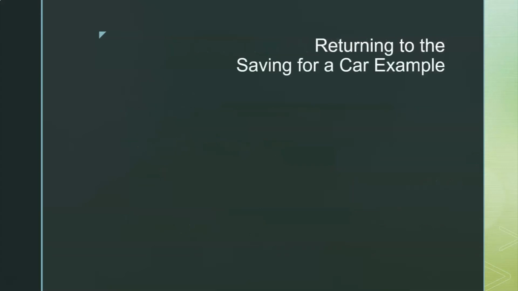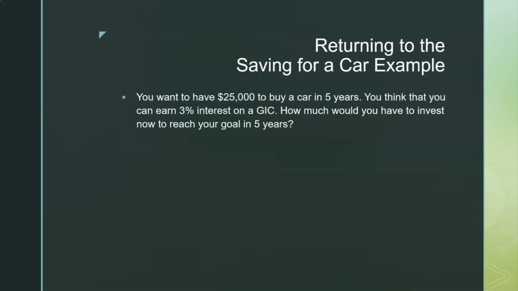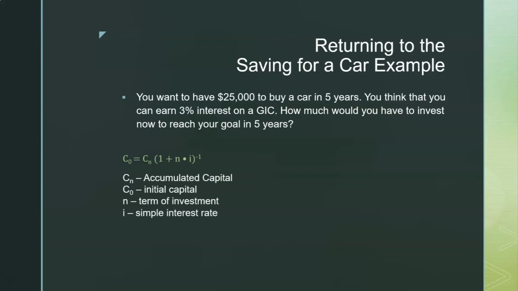Returning to the saving for a car example, you want to save $25,000 to buy a car in 5 years. You think you can earn 3% interest on a GIC. How much would you have to invest now to reach your goal in 5 years? Put up our formula and our definitions and start filling in the blanks. We've got $25,000 times 1 plus n, which we said is 5, times 0.03, which is the interest rate, to the exponent negative 1.